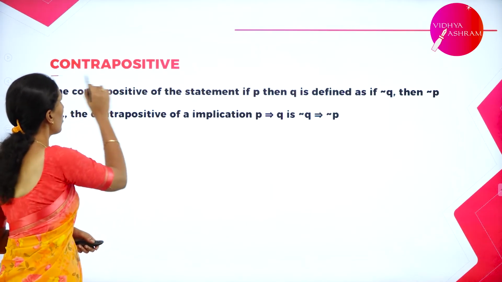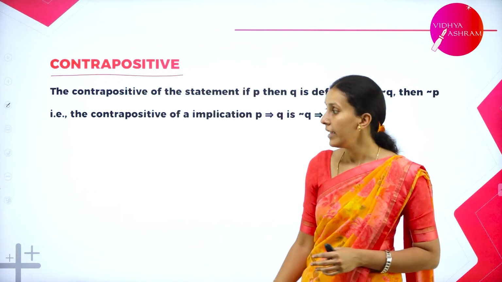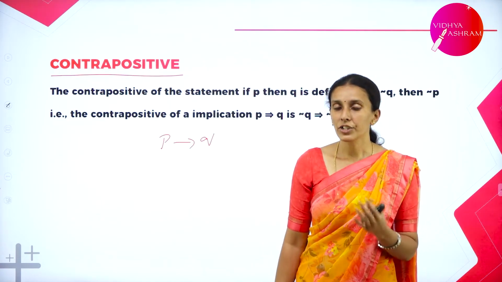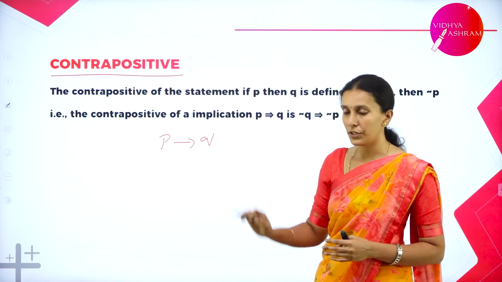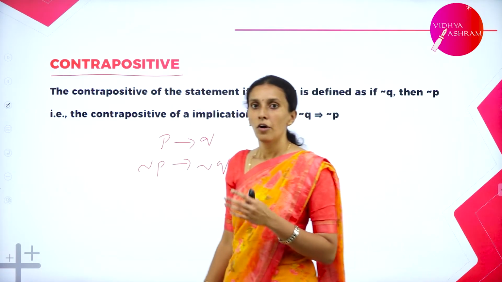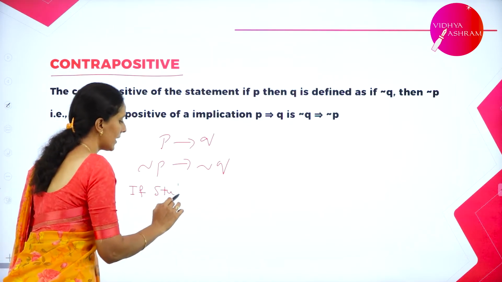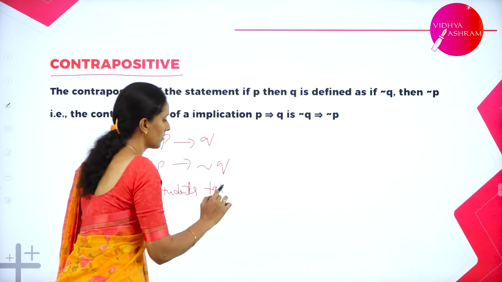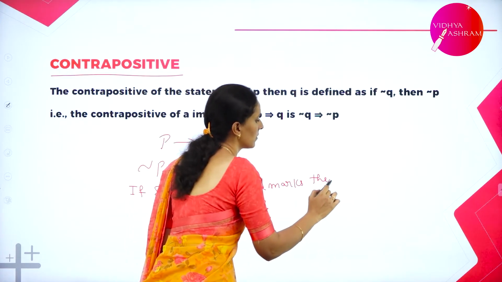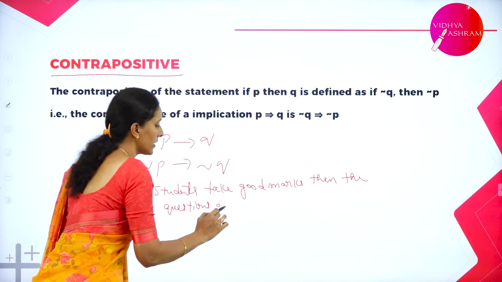Next, the contrapositive of a statement. Again, this is also one of the important conversions of a given statement in the form of P implies Q. If any condition is given in the form P implies Q, then we have to write not P implies not Q. For example, if students take good marks, then the questions are easy.